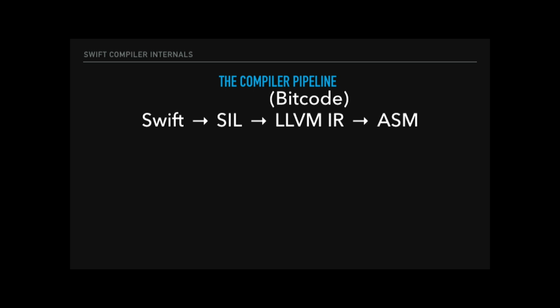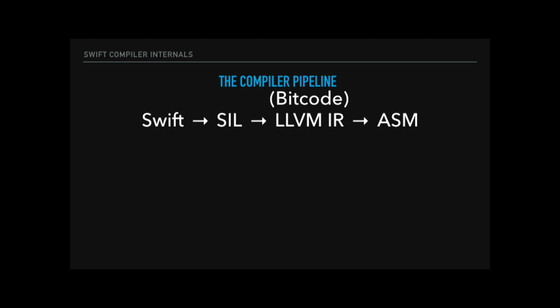And then, as you would expect, LLVM takes the intermediate representation and turns it into assembly to run on a platform. And then that assembly gets compiled into Mach-O binaries, and if you attended an earlier talk today, you know lots of fantastic things to do with those.